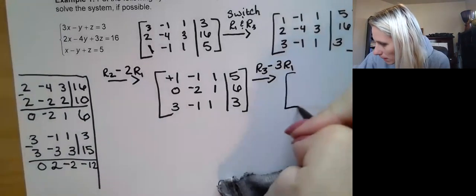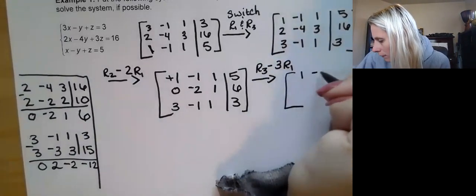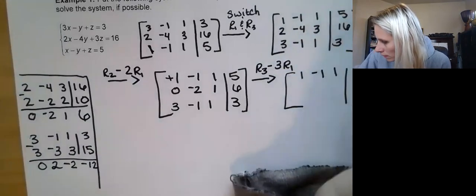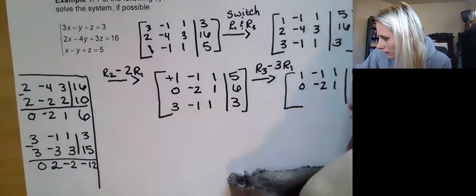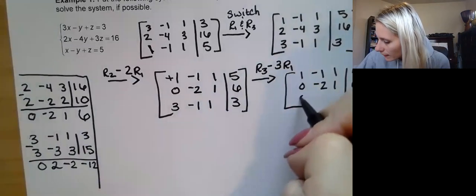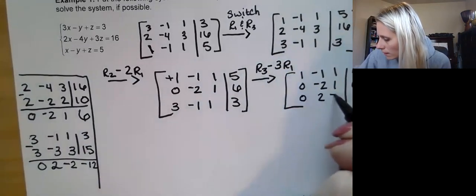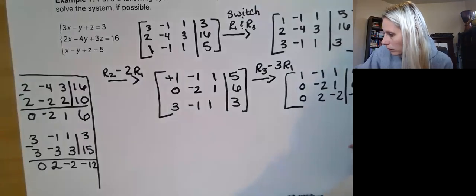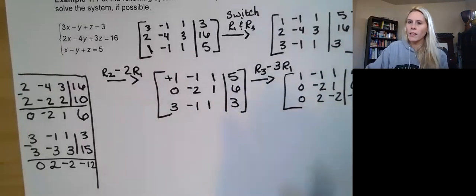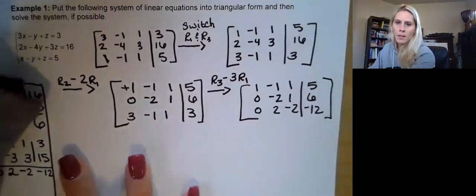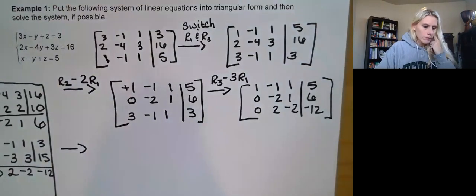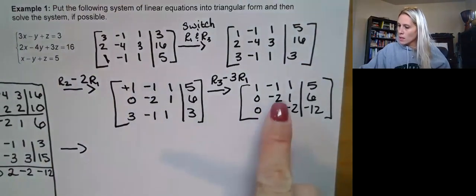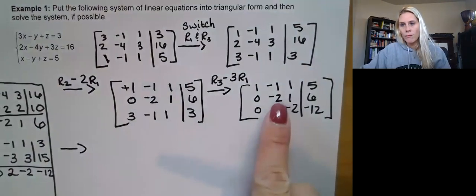All right, so this new matrix: 1, -1, 1, 5, 0, -2, 1, 6. And now my new row 3 is 0, 2, -2, -12. So far, so good. We've got that first column down, right? Okay, next, what do? Well, first thing we need now is we need this right here to be what value? We need it to be 1.